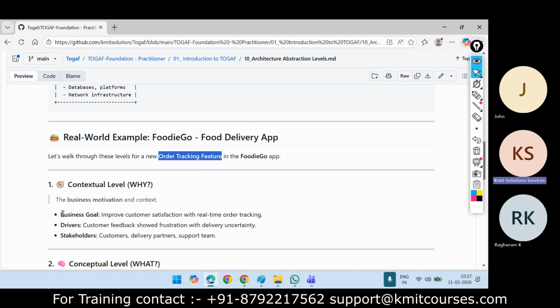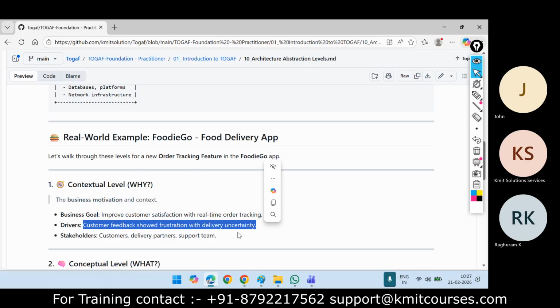So why we need it? Because there is a business goal that customer satisfaction is required. What are the drivers? Customer feedback showed frustration and uncertainty. The drivers are customer feedback showing frustration, right? Why we need it? Because there is some negative feedback from customers which shows their frustration with the delivery uncertainty. So that is why we need it. Who are the stakeholders? Customer, delivery partner, support.